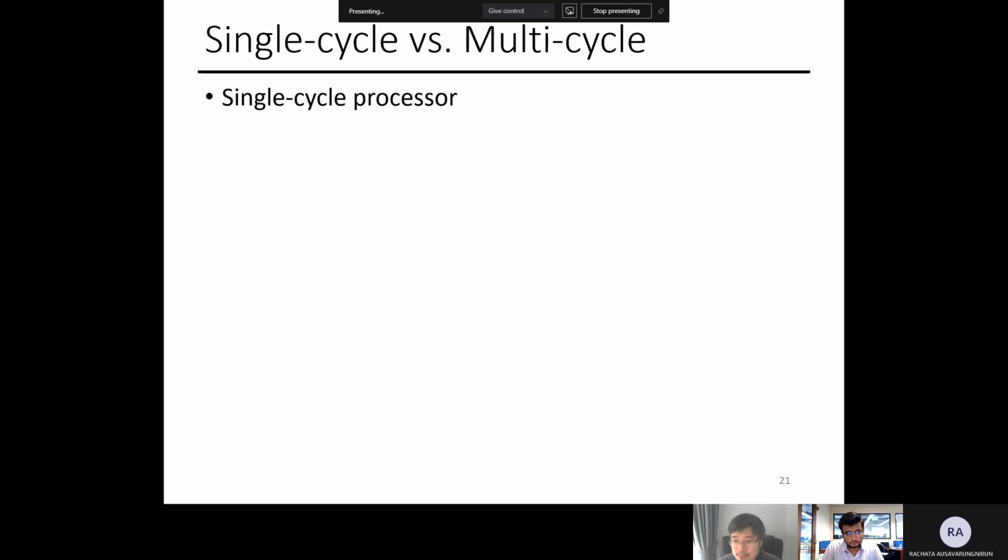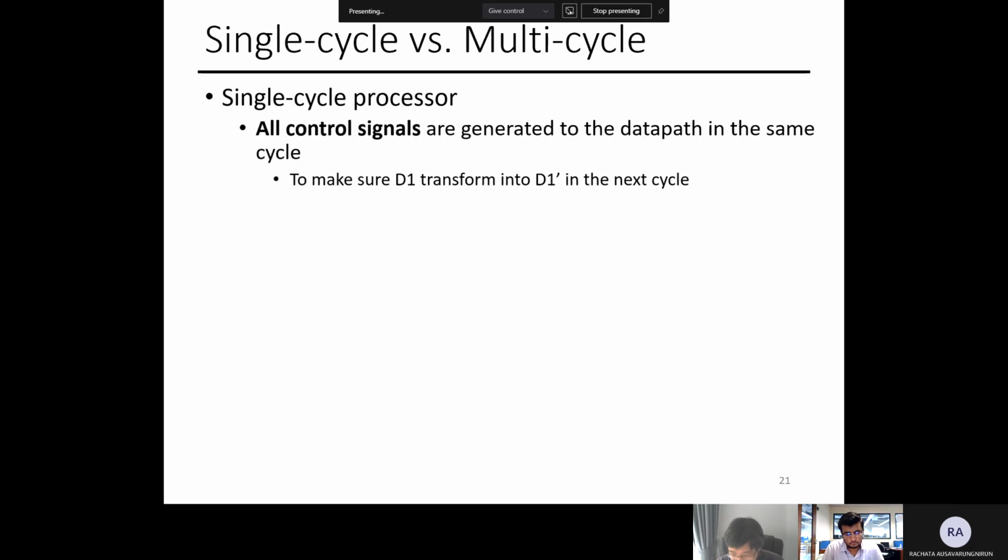So far in your lab 1, you're gonna implement a single cycle processor where all the control signals are generated for that cycle, so you can transform D1 to D1 prime in the next cycle. The problem with that is that what dictates the clock speed is whatever instruction takes the most time, because everything has to take 1 cycle. If you clock too fast, then if you have to run a slow instruction, you will not be able to do that.